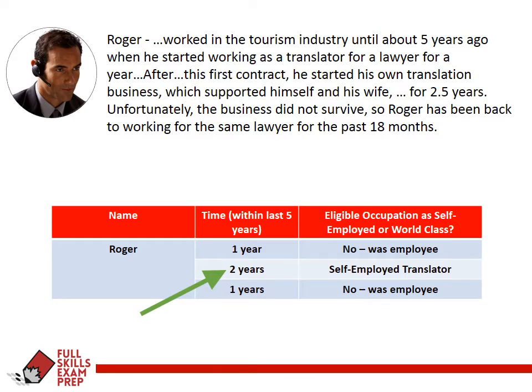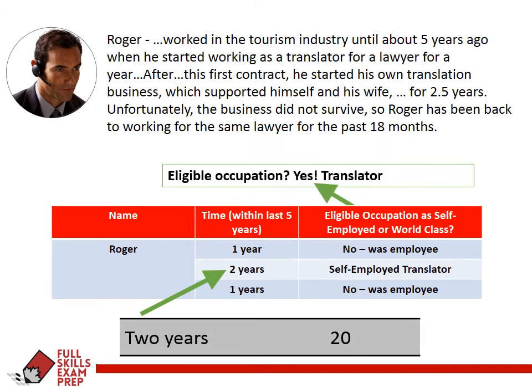So we can see that the only one that would count in here is the 2 years as a self-employed translator. And that would give him the 20 points that he would need for eligibility to the self-employed class. And also remember, in order to meet those definitional requirements, he would need at least 2 years experience as a self-employed person in an eligible occupation.